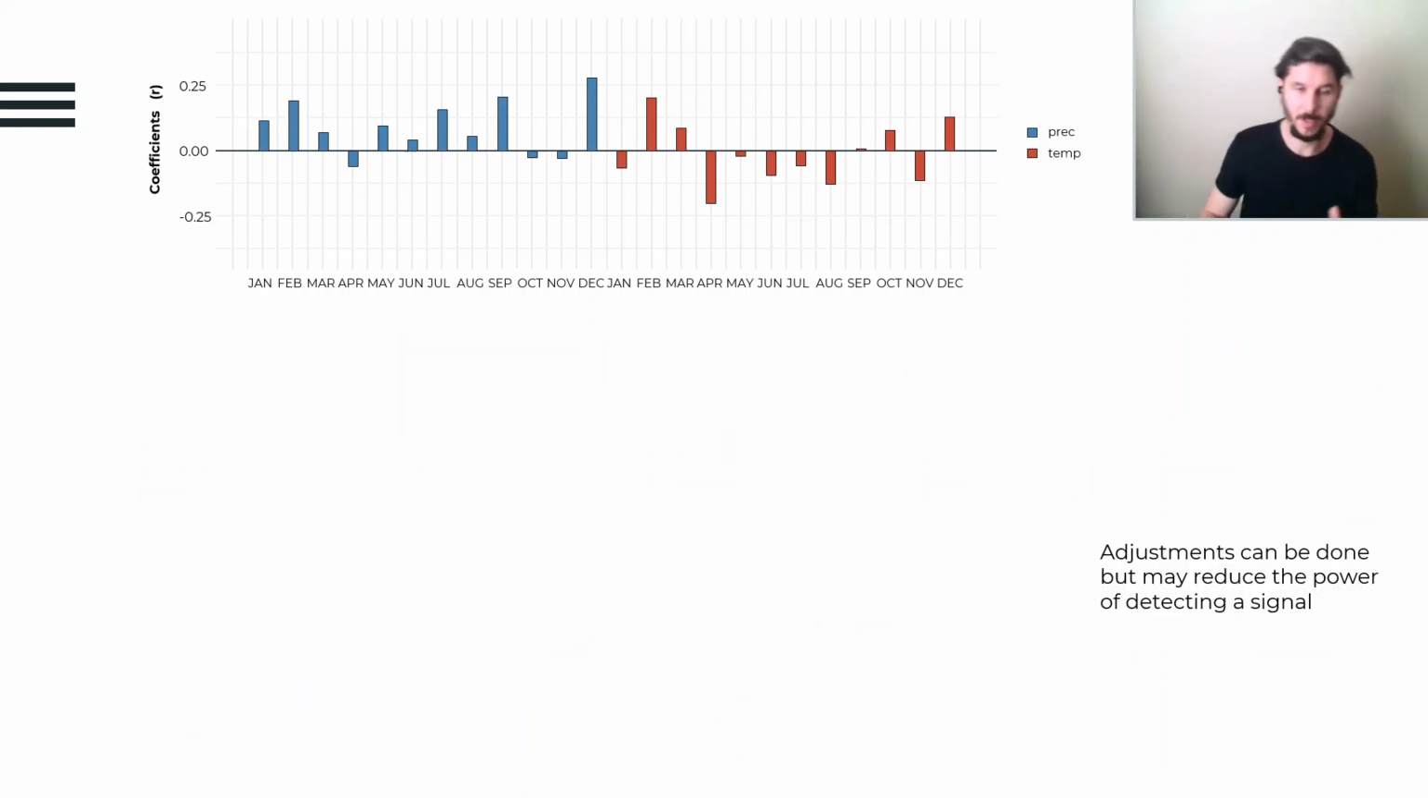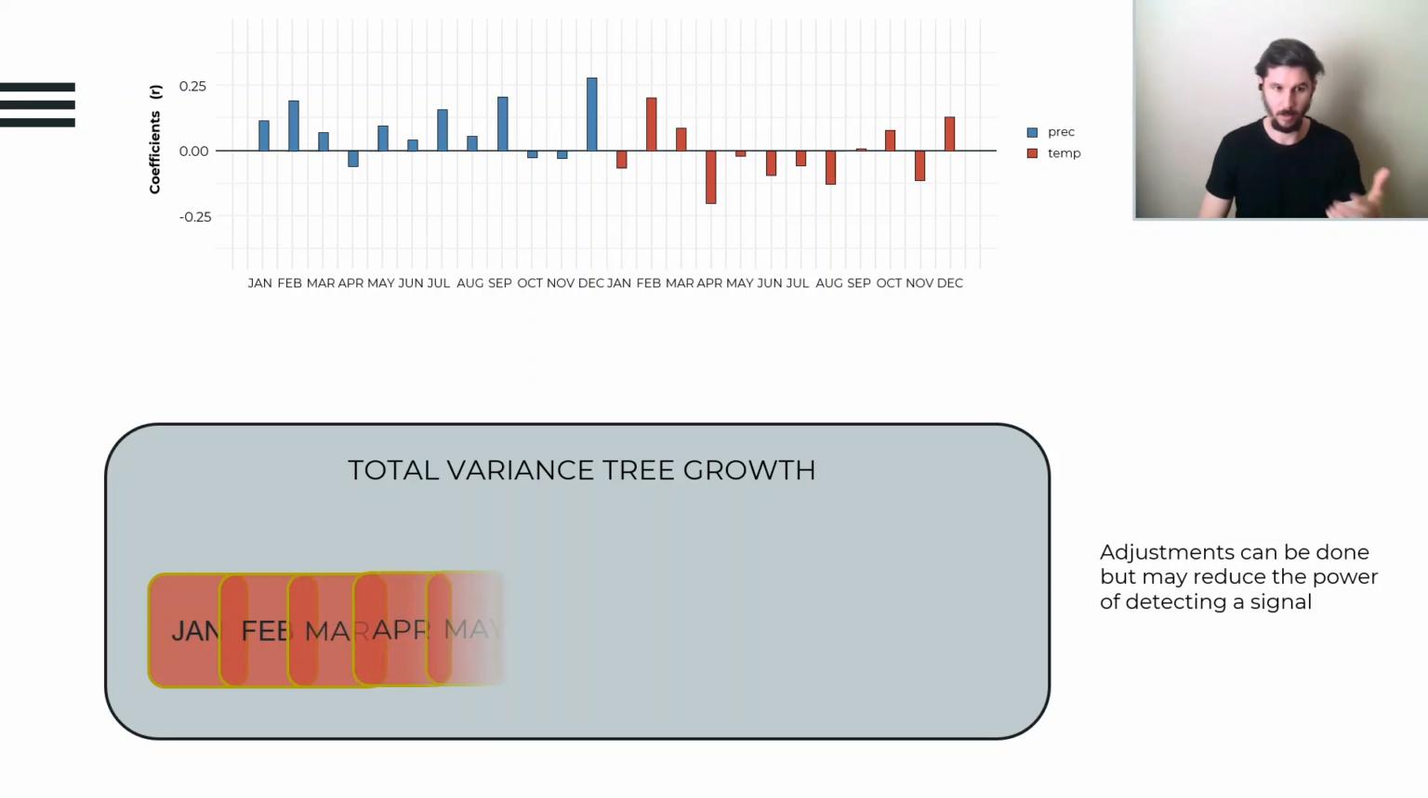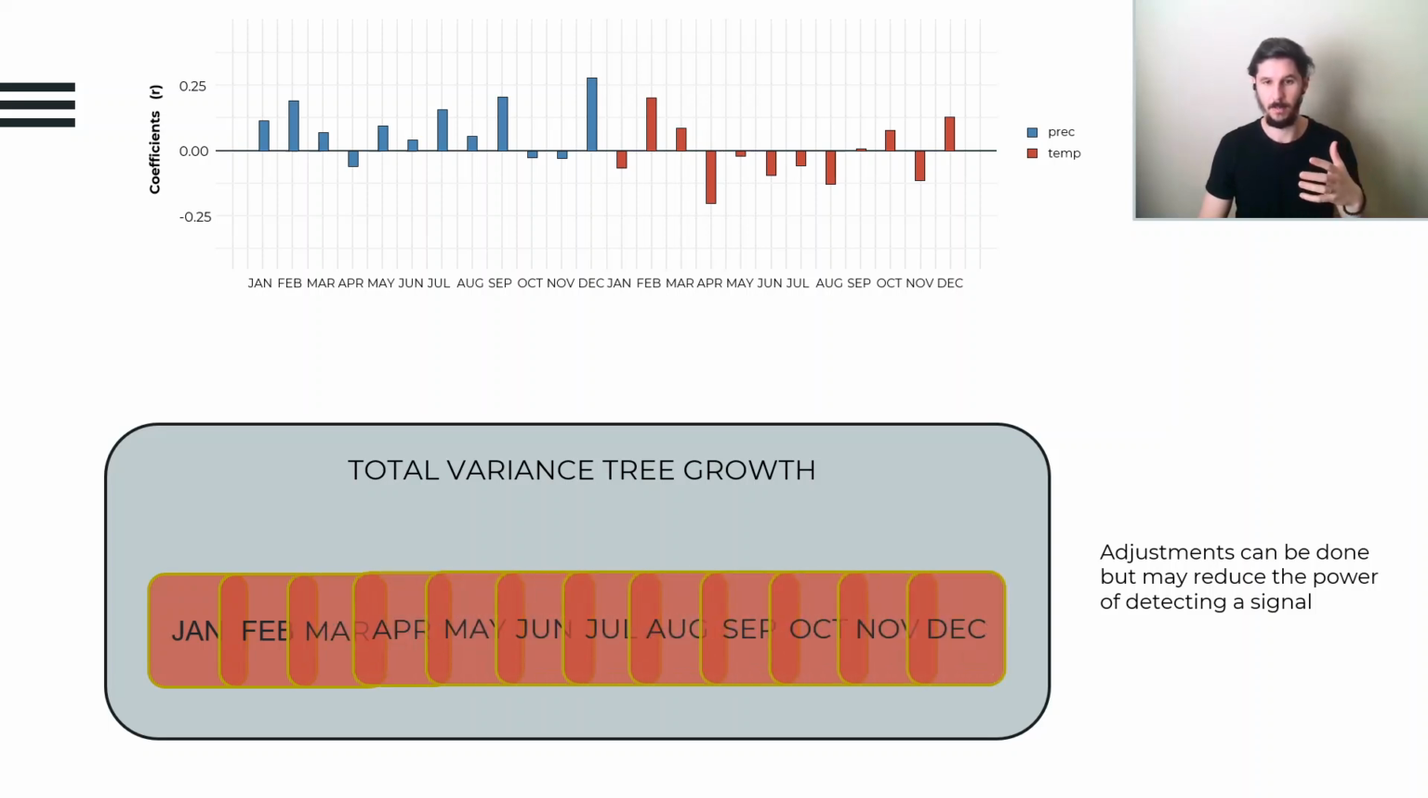However, there are some fundamental issues associated with this kind of analysis. When we're trying to explain total variance of tree growth using multiple variables that are correlated to each other, right?